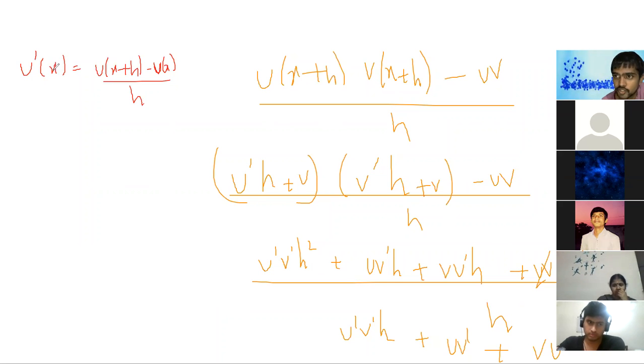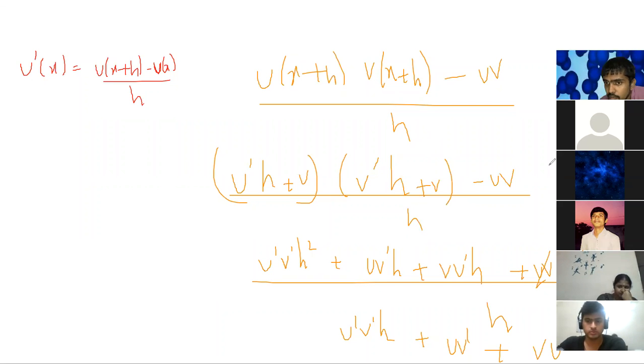So what is u dash x? The definition of derivative is u of x plus h minus u of x by h. So I'm getting u of x plus h into v of x plus h minus uv by h, right? That is the derivative of uv. So here I substituted u of x plus h as u dash h plus u, v of x plus h as v dash h plus v. So u dash h plus u into v dash h plus v minus uv by h.